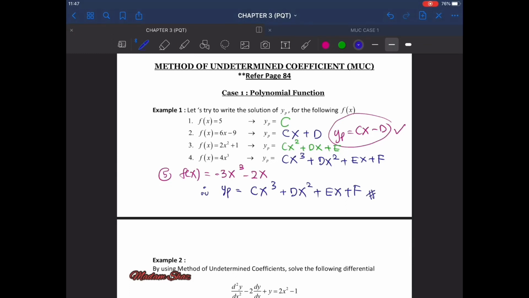Okay, so this is our yp. It does not mean you have to write separately a yp for negative 3x power 3 and then a yp for negative 2x. It's only one yp if your fx is in terms of a polynomial. You just refer to the highest power of x and then we start with the highest power of x for the yp.